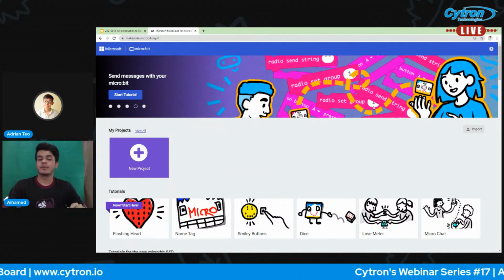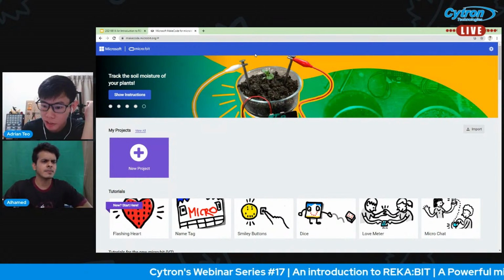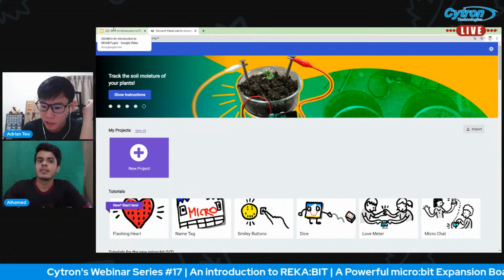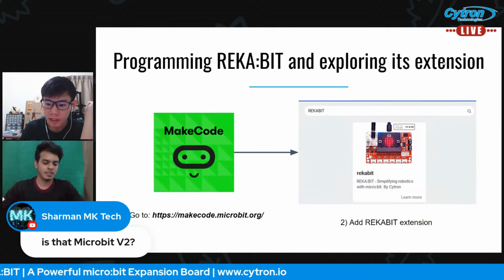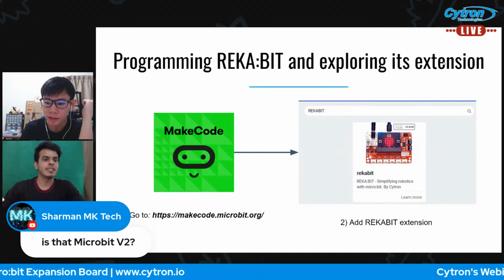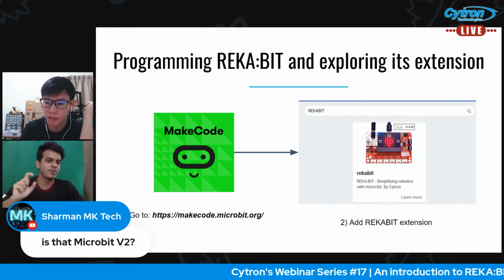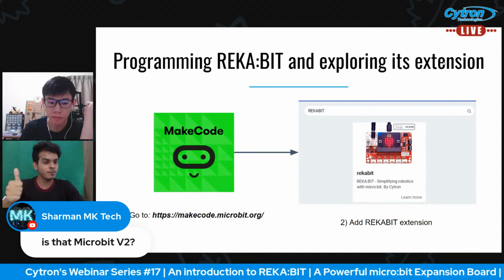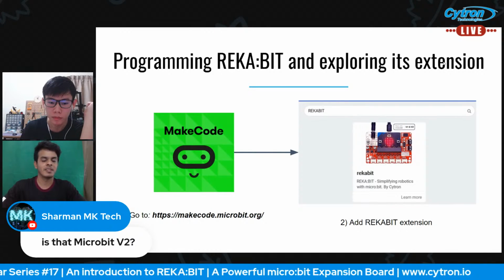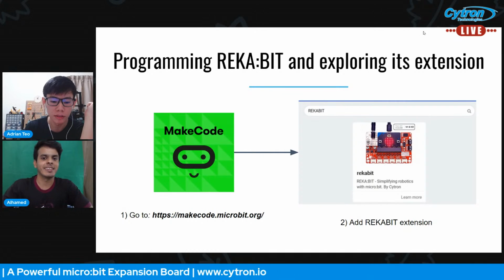Okay, before we continue with MakeCode, I think we have some questions. Yeah, sure. Is that microbit V2 in this REKA bit? Yeah, it's version 2. It comes with the microphone. Yeah, it has more features than the V1. Which, by the way, the REKA bit can work with a microbit V1 and V2. There's no problem with that. Okay, thank you. You can continue.